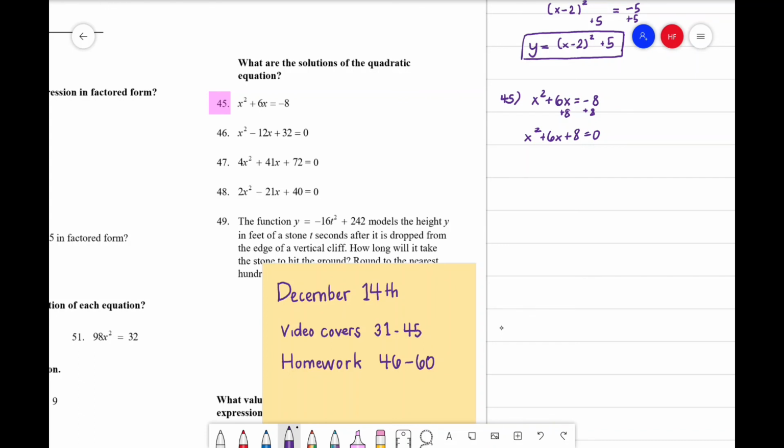And I would need two numbers that multiply to 8 but add to 6. And I know 4 times 2 is 8, and 4 plus 2 is 6. So it's x plus 4 and x plus 2. It says to find the solutions, so we'll set each of those equal to 0. And then solve. So we'll subtract 4, and x equals negative 4. Subtract 2, and x equals negative 2. So x equals negative 4 and negative 2.